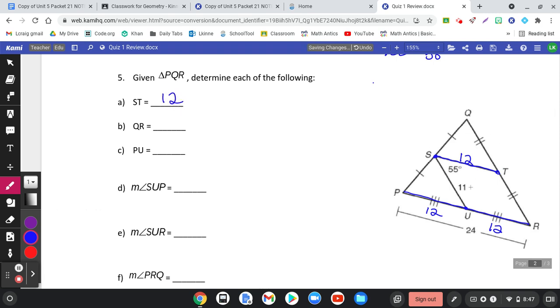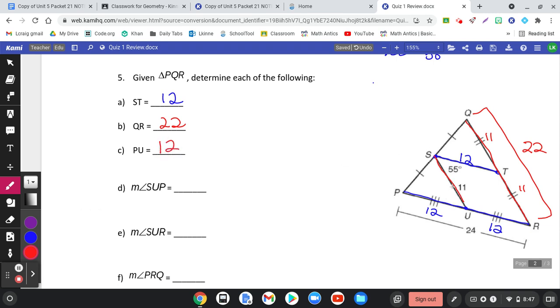QR. Well, if again, you're dealing with another mid-segment. It's connecting the midpoints of those two sides. So it's parallel and half of this side here. So if this is 11, these are both 11, and the whole thing is 22. So QR is 22. Notice I'm not putting degrees because they're not angles. P to U is 12. I already have it marked in my picture.